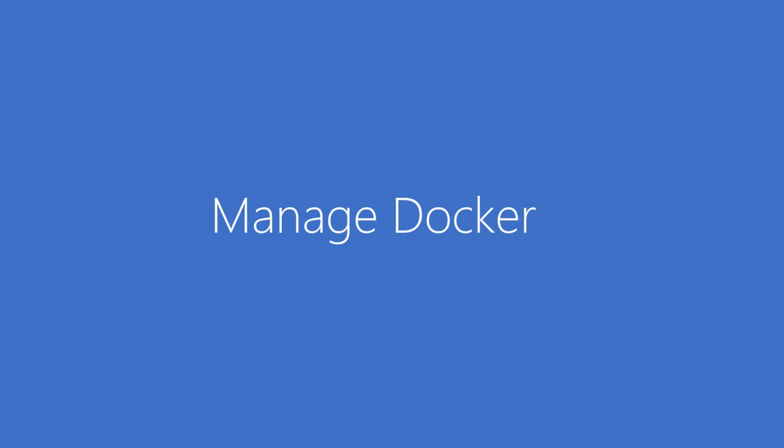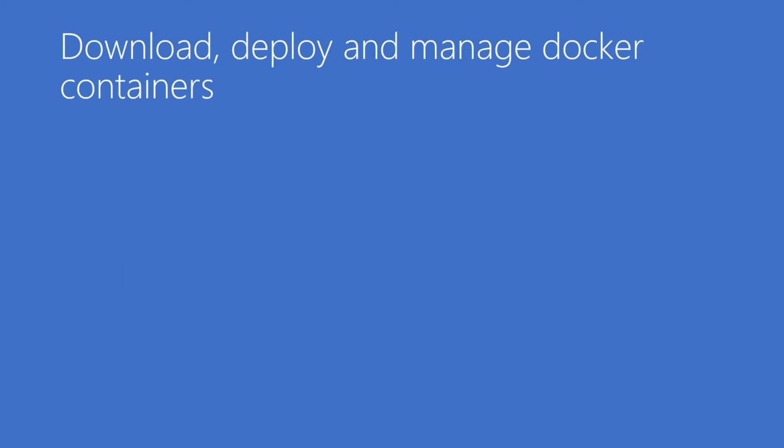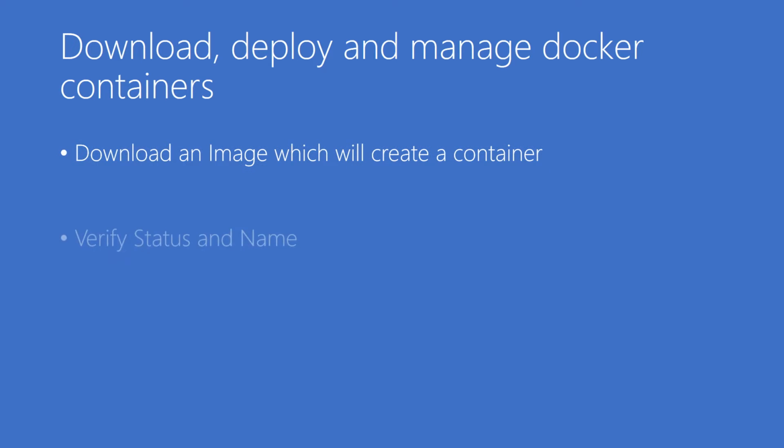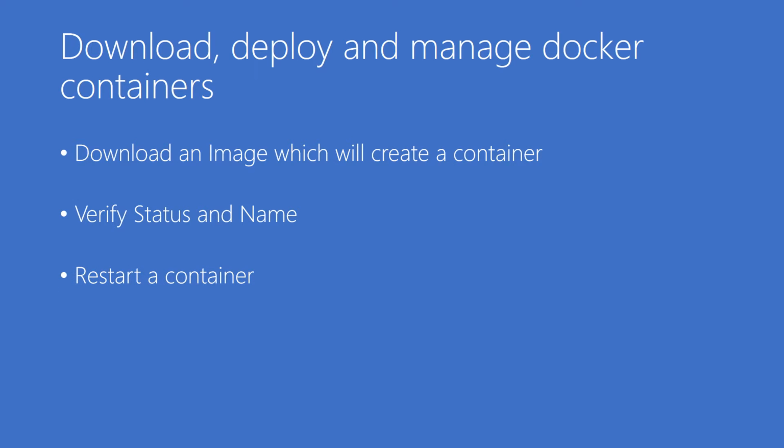In this section, we'll look at how we can manage Docker containers. So in this section, we will look at how to perform some basic Docker administration. We'll look at how to download an image and that will create your container. How to verify the status of that container and the allocated name. How to restart a container. How do we remove a container from the Docker engine? And how do we remove the underlying image?